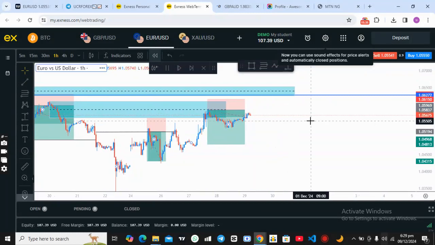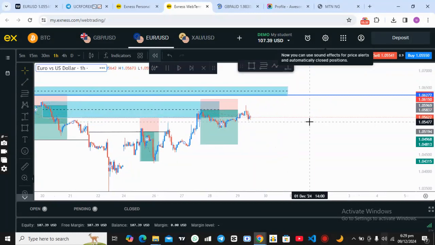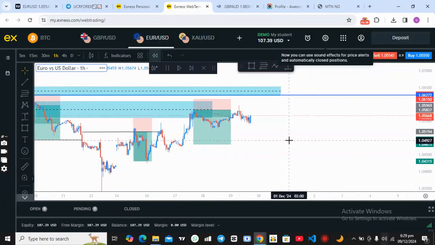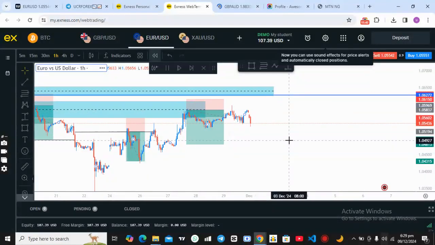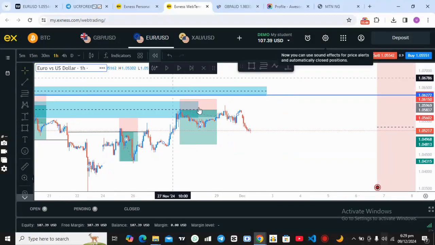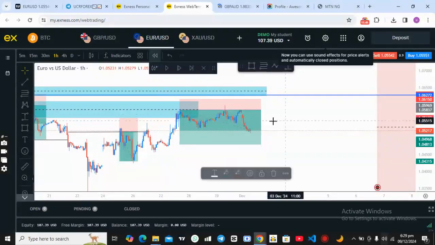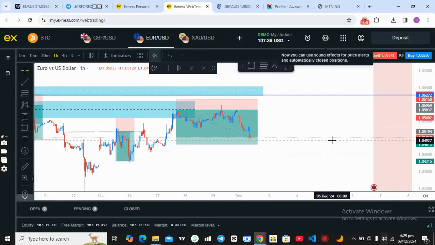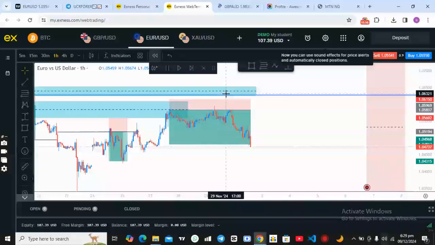And then don't forget we have this zone we have been waiting for a long period of time. Now price is still running, and wow, you see, you are still on good profit. Can you see?